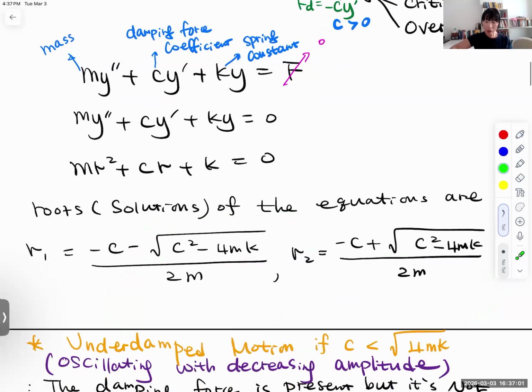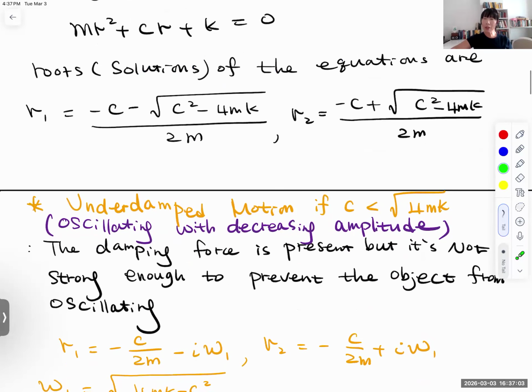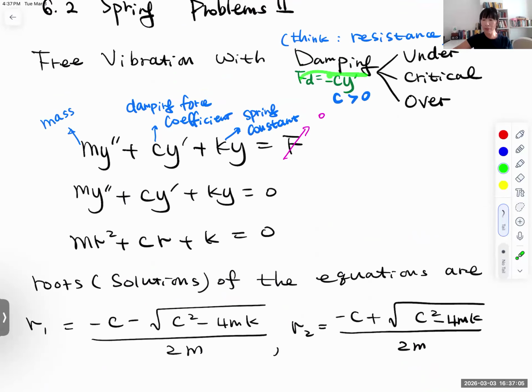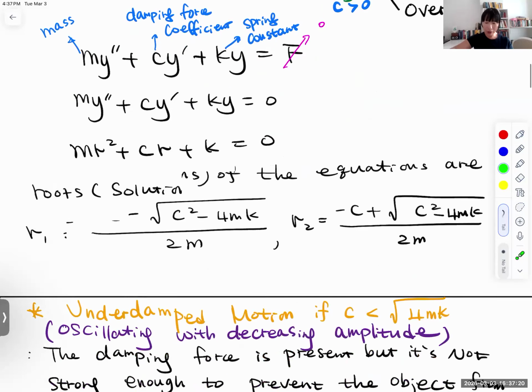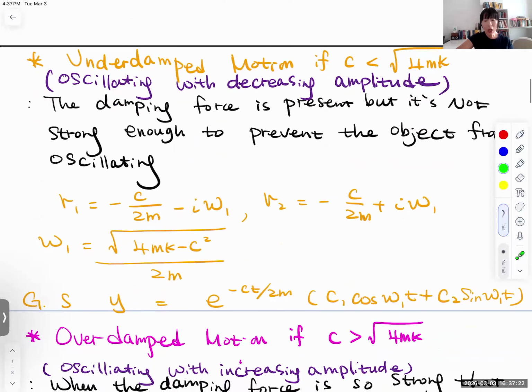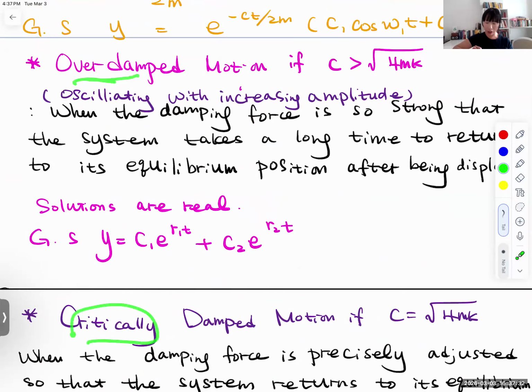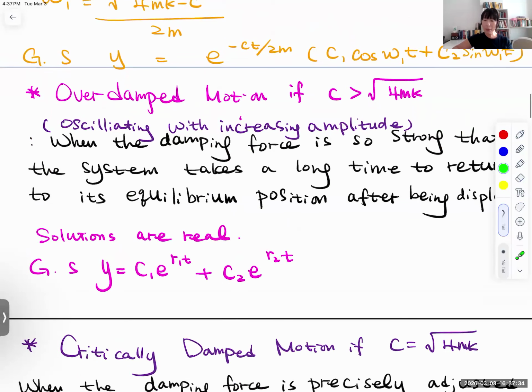Okay, now, as I said earlier, for the damped force we have under, critical, over, right? So three types of damping force, and then we have free vibration. Okay, now let's take a look. The first one is underdamped, the second is overdamped, and the third one is critical. Make sense? Okay, let's compare.